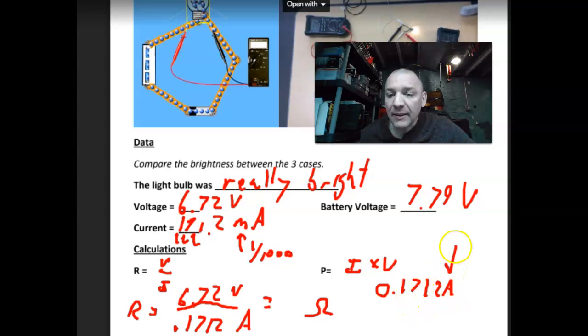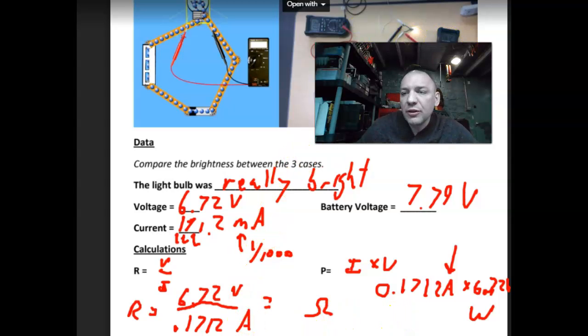I want to be in amps, not milliamps. So I have to divide by 1,000, which means the decimal point gets moved over 3 times, and then multiply by my voltage, 6.72 volts. And when you do that, amps times volts, you'll get an answer in watts, and that's what we want to compare.